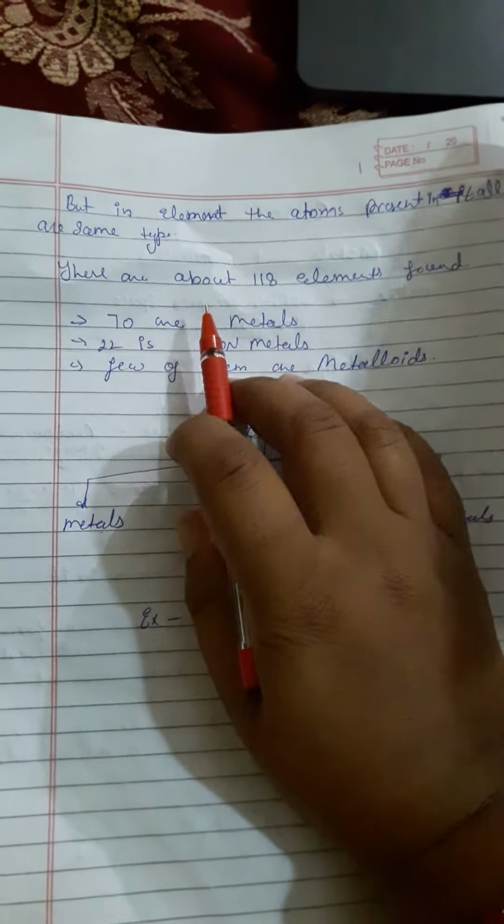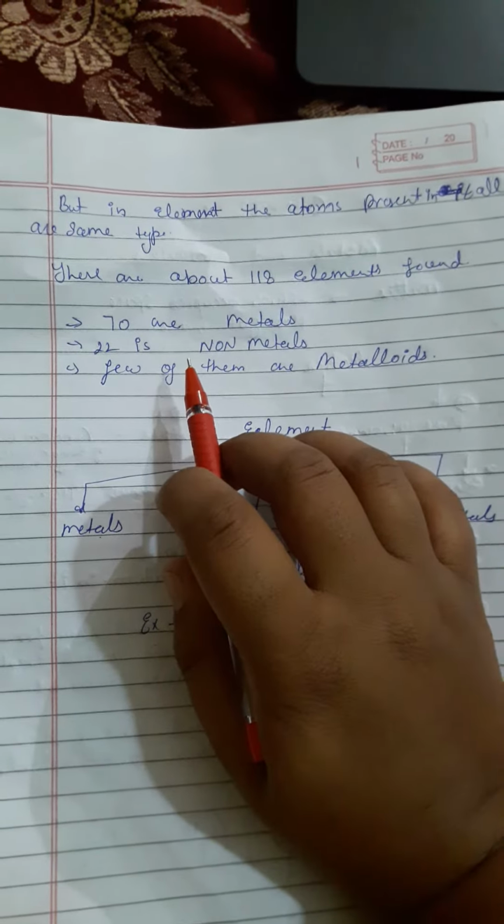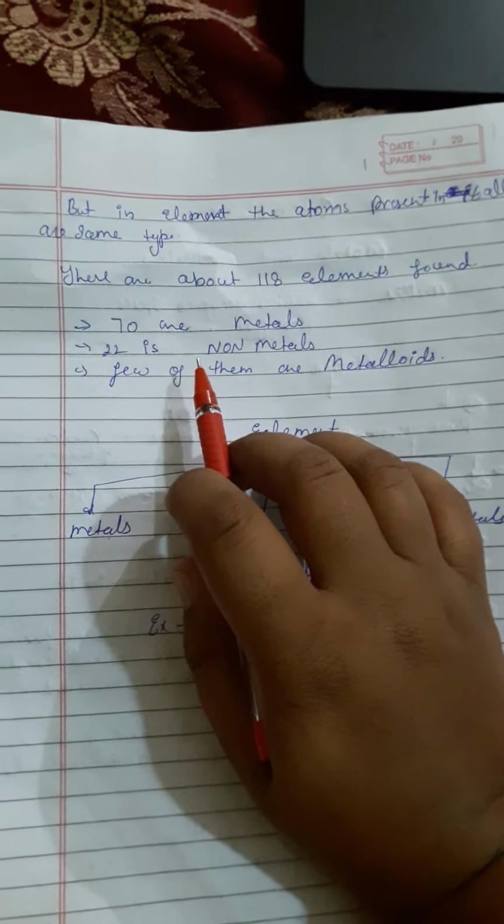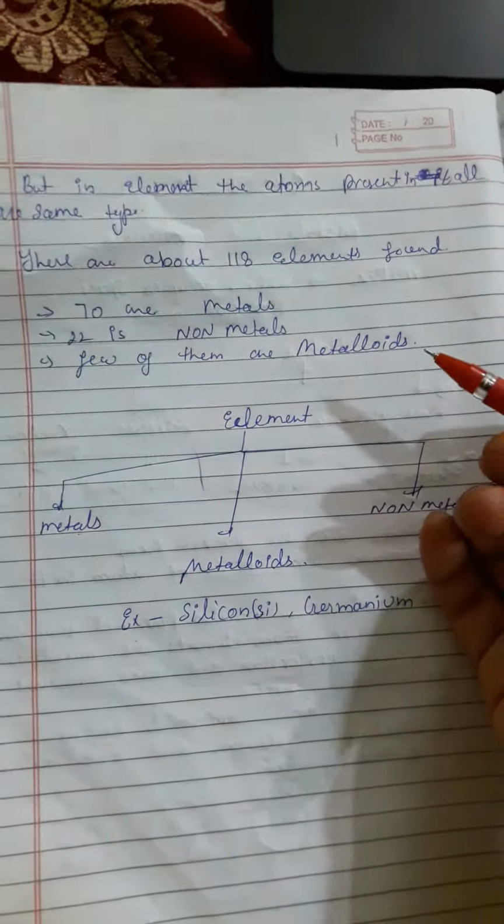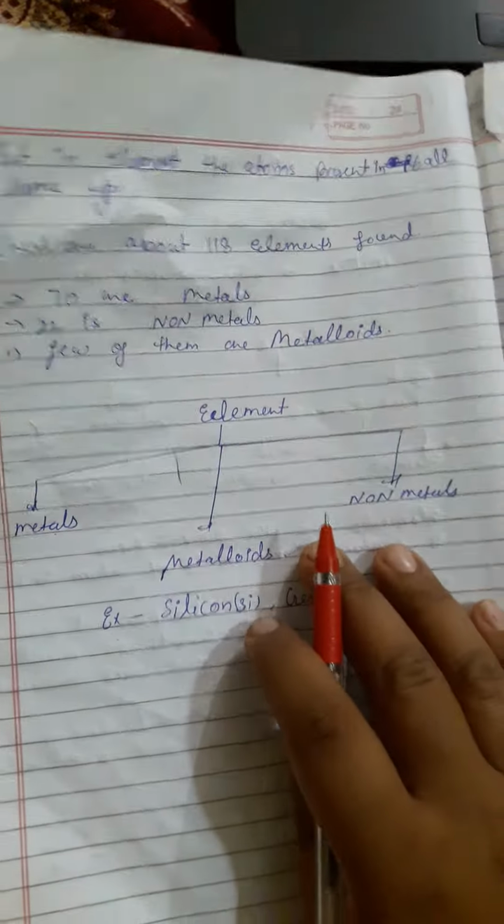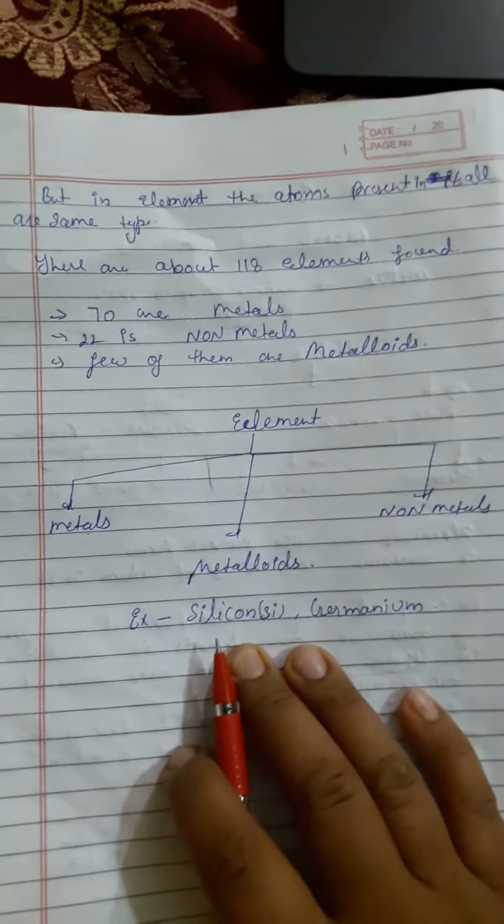There are about 118 elements found. 70 of them are metals and 22 of them are non-metals, and a few of them are metalloids. Elements are further categorized into three categories, that is metals, non-metals and metalloids.